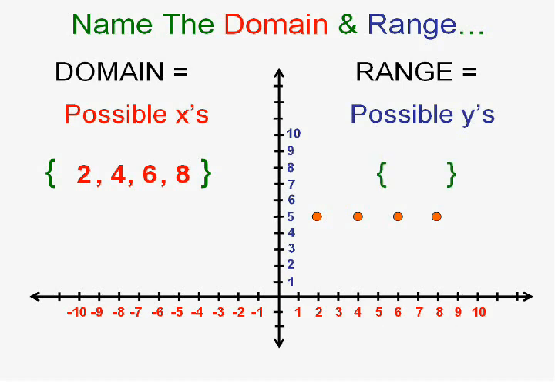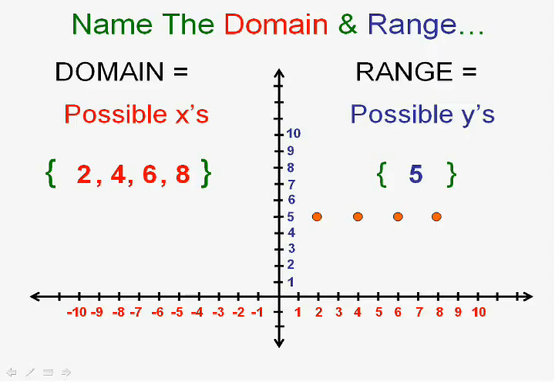It's going to be a little smaller here, isn't it? Because the possible y's are 5, and 5, believe it or not. We don't say it again. So that's the range. You just list 5.